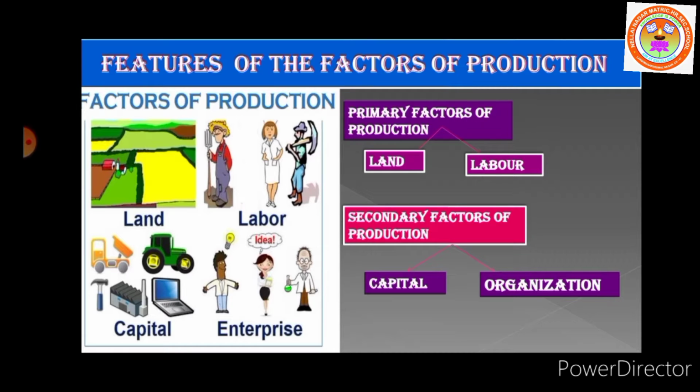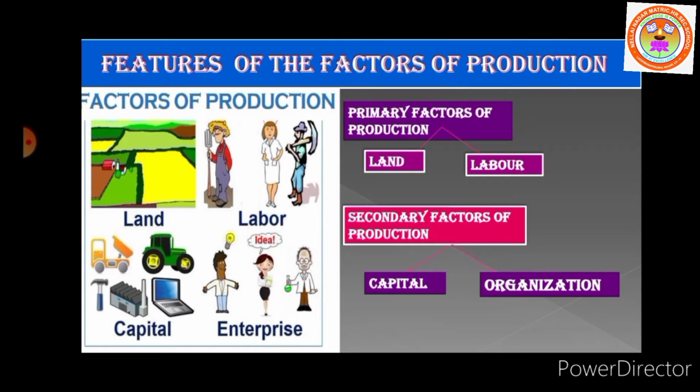Primary factors of production. Land and labor are called primary factors of production. Land represents natural resources. Labor represents human resources. These 2 factors are called the primary factors of production. And the secondary factors of production are capital and organization. Saved amount is called capital, which serves as investment in the production process. Also, organization is a special form of labor. Capital and organization are called secondary factors of production.